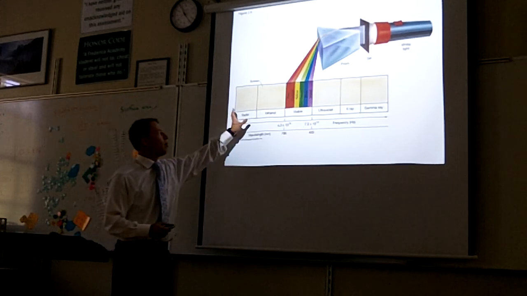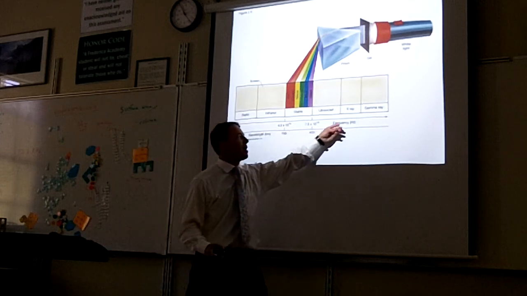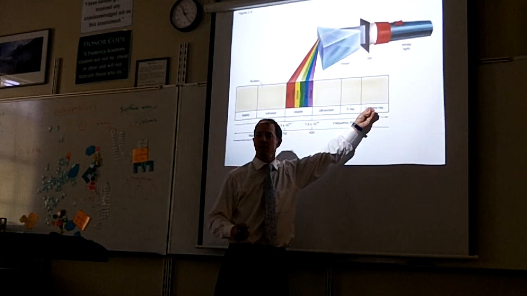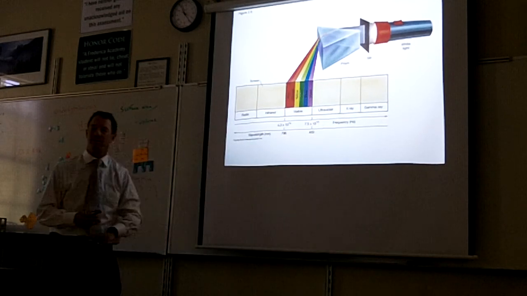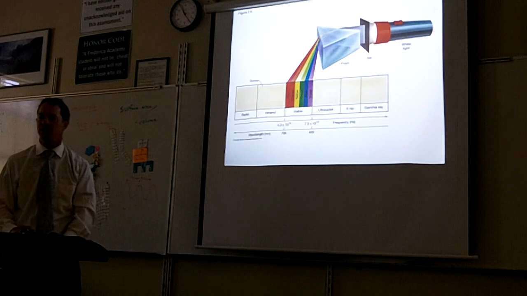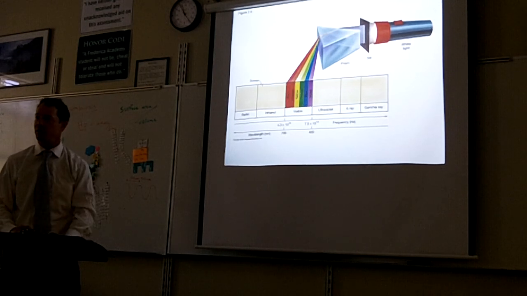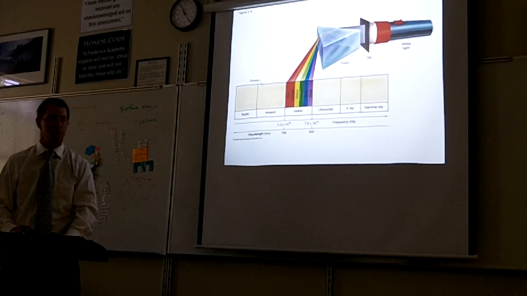So radio waves are the lowest energy waves. They're real long waves. Gamma rays are the highest energy waves. They're real short waves. You have to memorize this whole electromagnetic spectrum if you haven't done that already. How many have already memorized the electromagnetic spectrum at some point in their school life? We're supposed to do that in physical science.